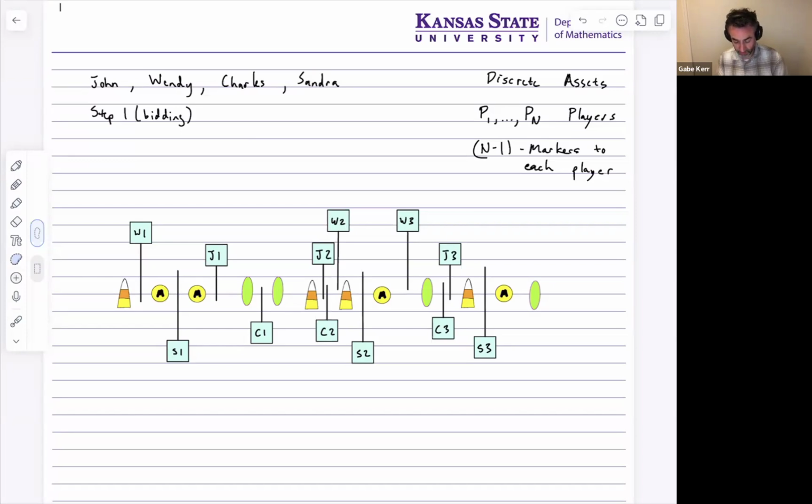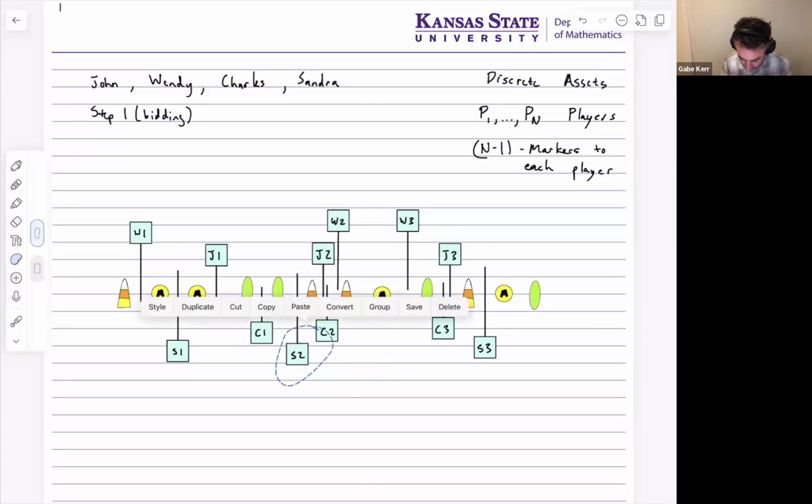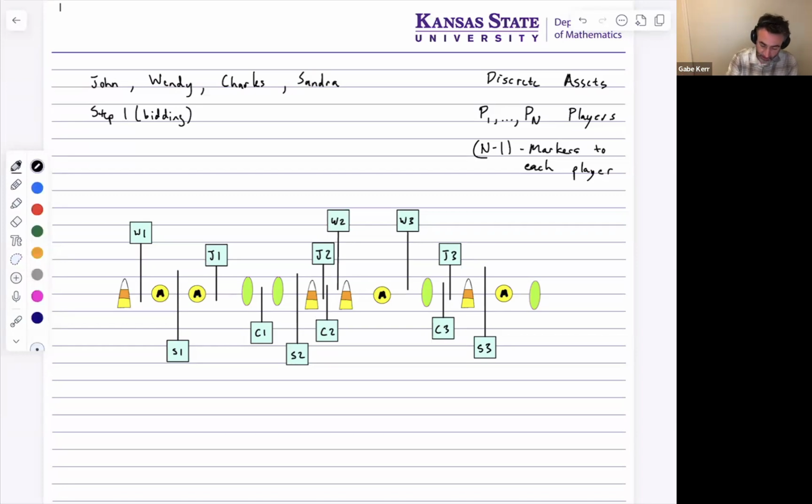So what do we do now? Well, actually, I'm going to make it so that Sandra checks here. So what do we do now? Well, what we do now is step 2. So this was step 1, bidding. Each of the players just makes their mark on how they want to divide up the assets. The next step is allocation. Step 2 is allocation.